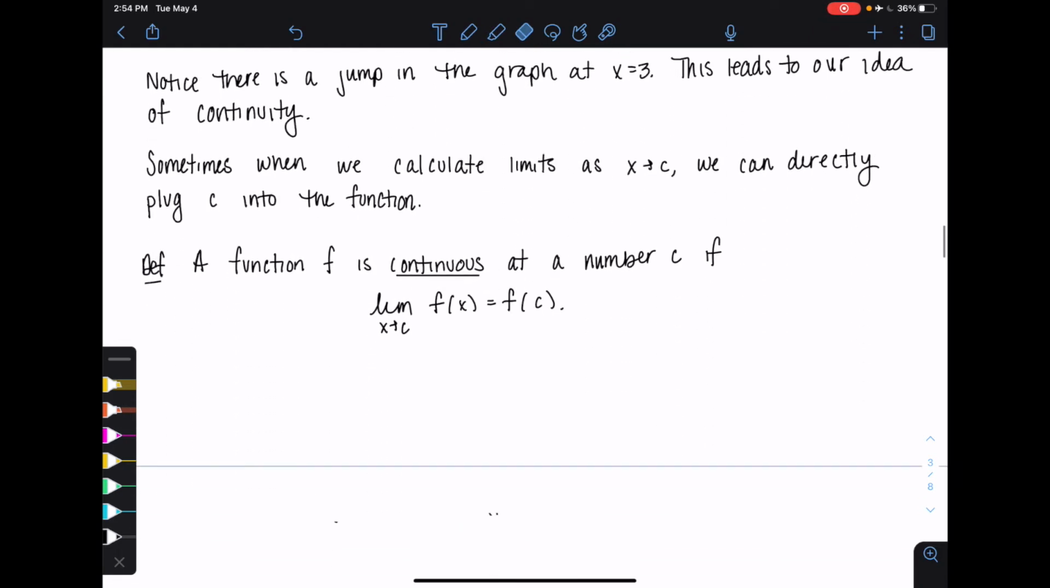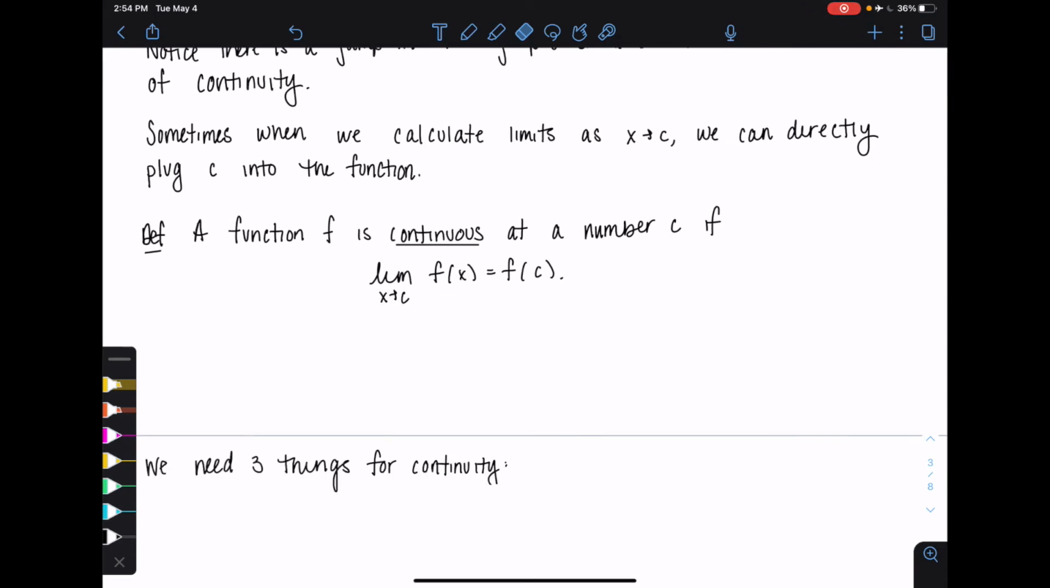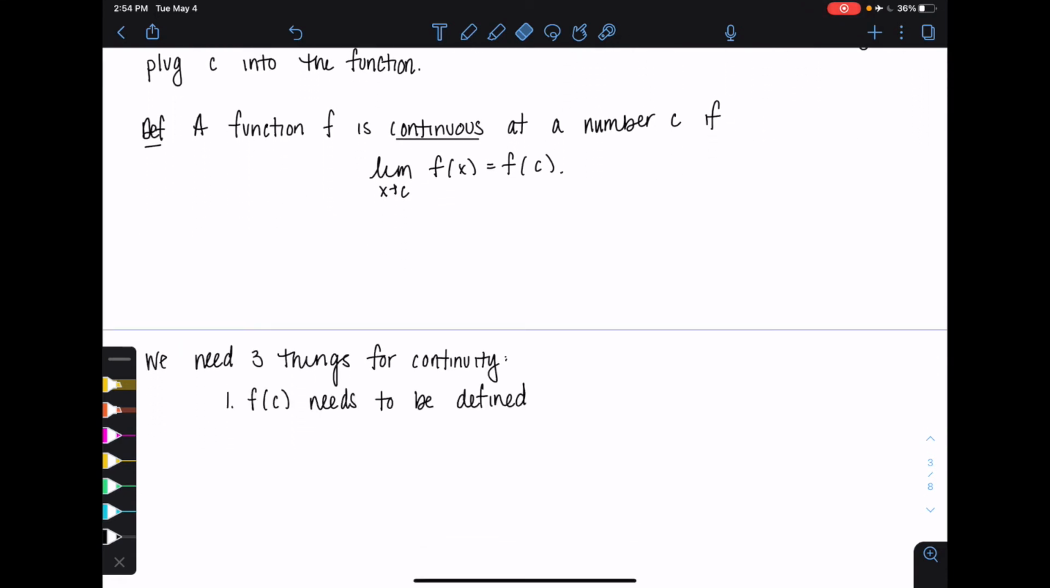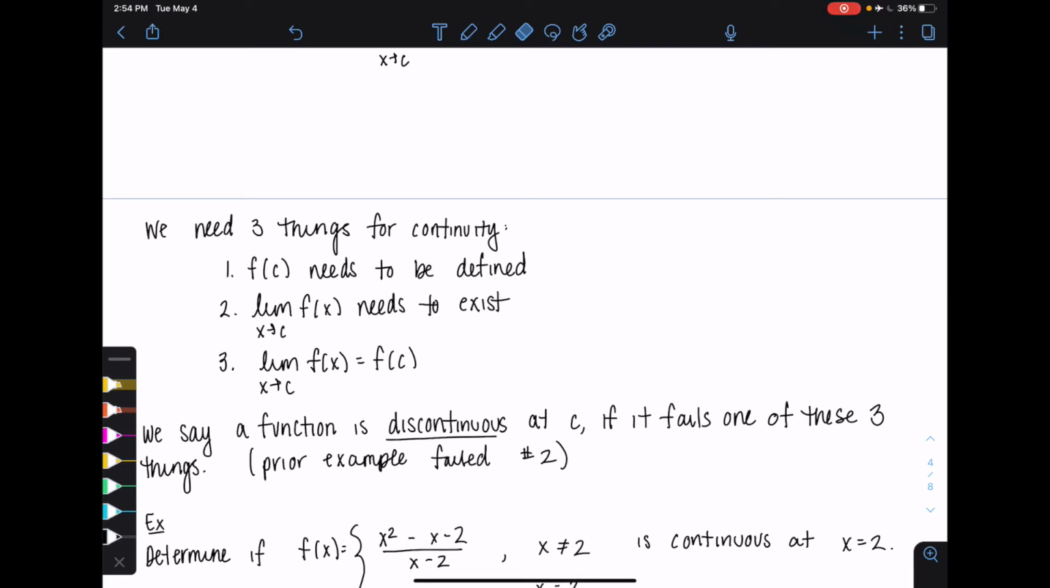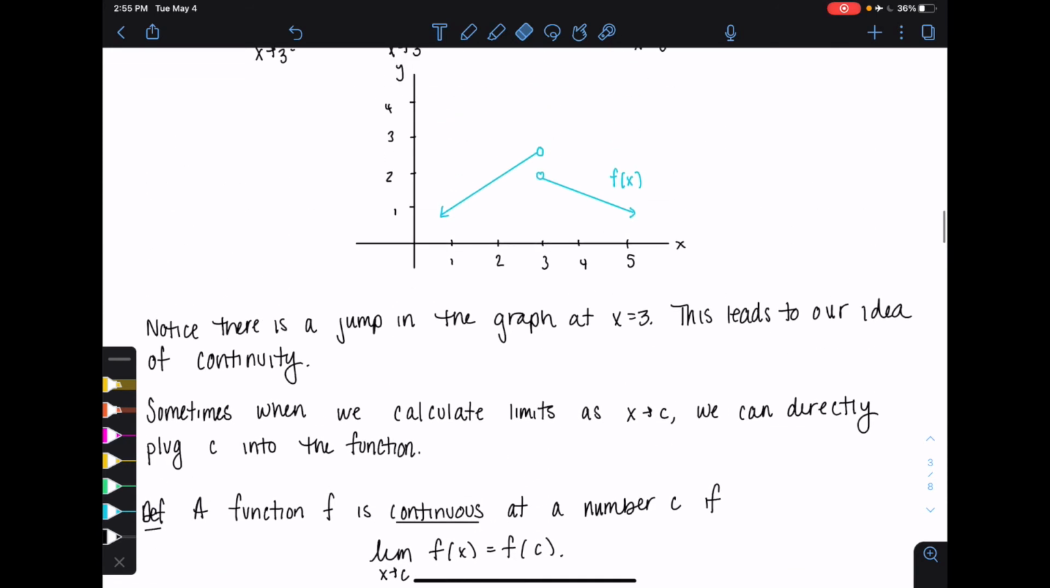So really, within this definition, we really have 3 things that we need for continuity. The first, the point has to exist. You have to have an output for the function. You need the limit as you approach that number to exist. And then ultimately, those two have to be equal. Okay? So in order for a function to be continuous, they need these 3 things. If one of them fails, we say a function is discontinuous at c. So in the last one, this limit failed to exist on either side. It's discontinuous at x equals 3.